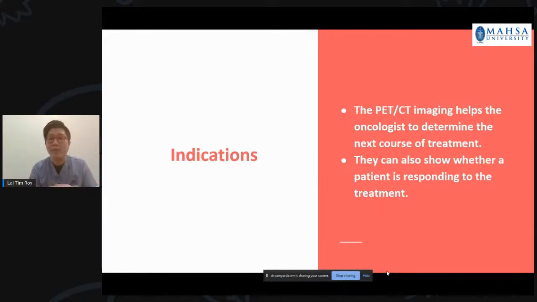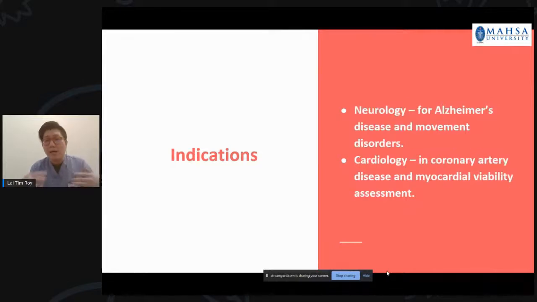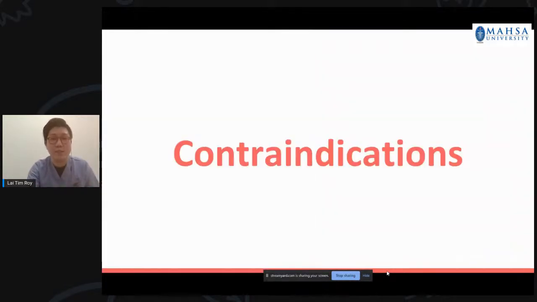Therefore, from the images, the oncologist can see whether the patient is responding well to the treatment. PET CT is also used for neurology, for Alzheimer's disease and movement disorder, as well as in the cardiology department for coronary artery disease and myocardial viability assessment. But today, to share my experience as a nuclear med, is more on handling cancer patients, using PET CT scan to scan for cancer patients.